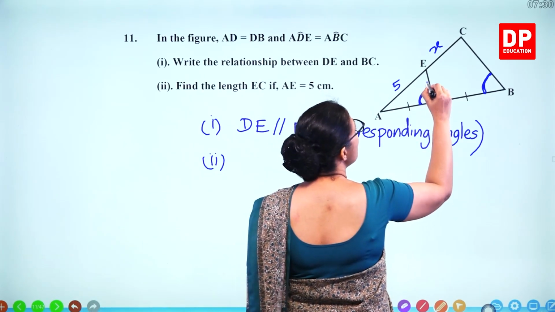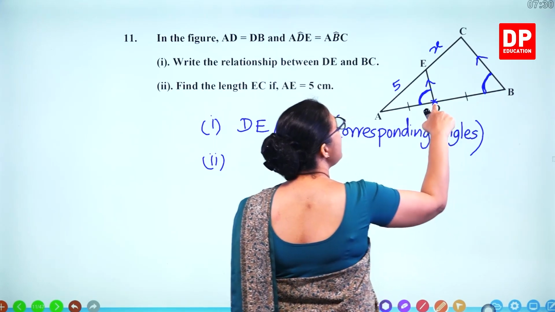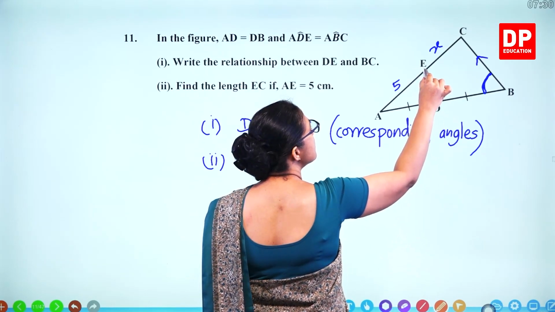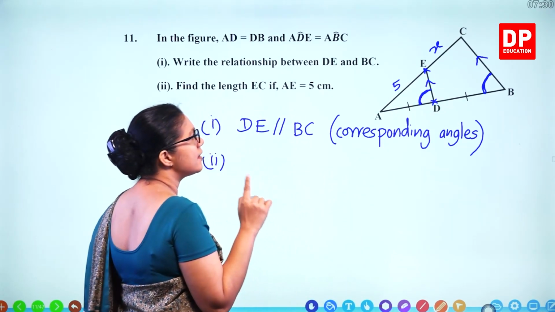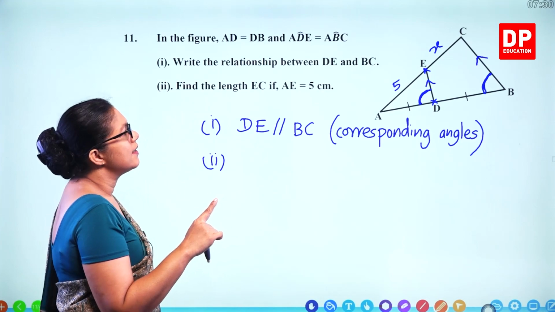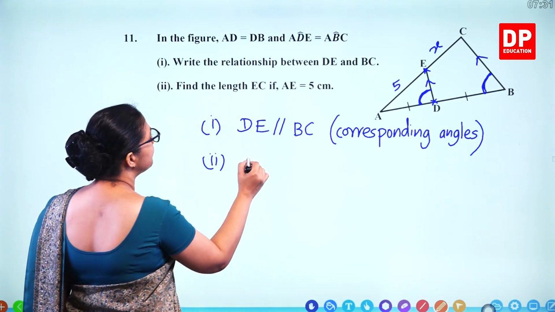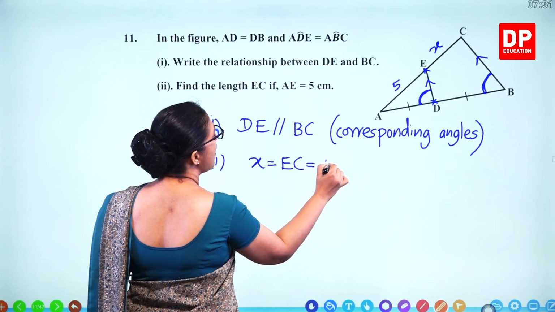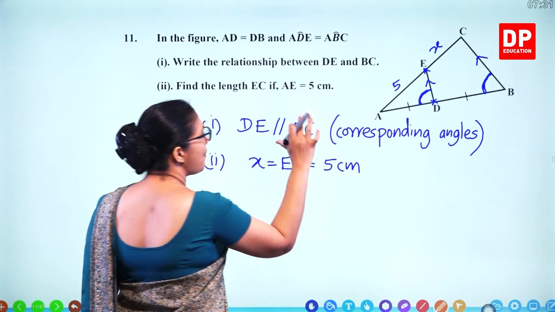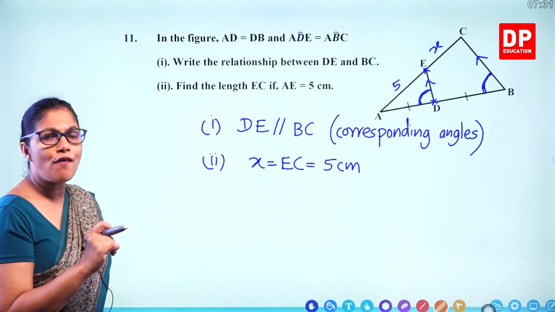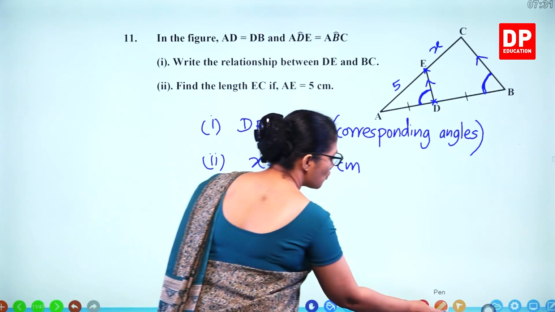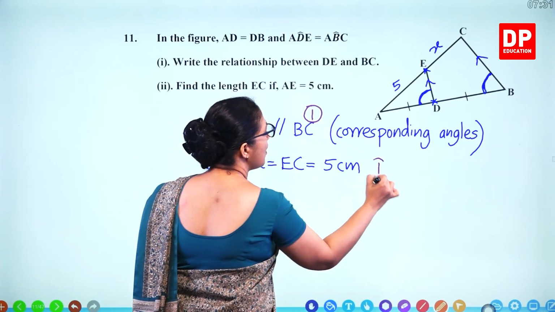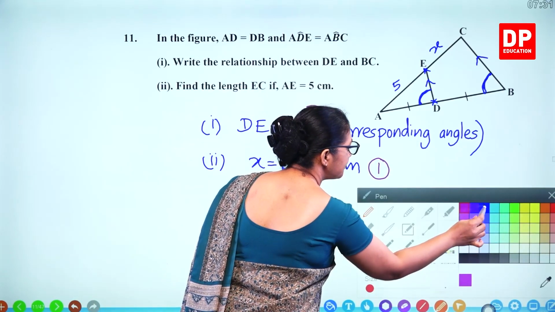Because if you are drawing a parallel line from the midpoint, this also becomes a midpoint. The third side also bisects. So, what is the X value? X means EC length should be 5 centimeters as well, because E is the midpoint of AC. So, 2 marks, 1 mark here and 1 mark for the next part.